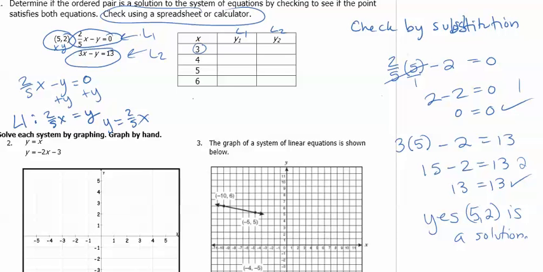Then for the second equation, I'm going to solve that one for y also. So 3x minus y is equal to 13. If I subtract 3x from both sides, that gives me negative y is equal to 13 minus 3x. And if I multiply everything by a negative and rearrange it, that gives me y is equal to positive 3x minus 13. And so that is L2.